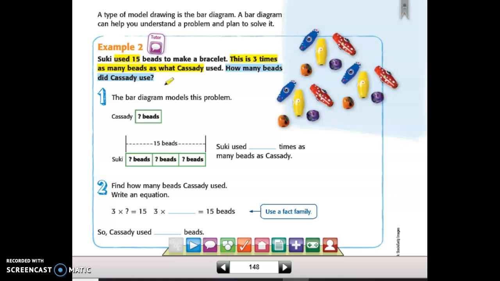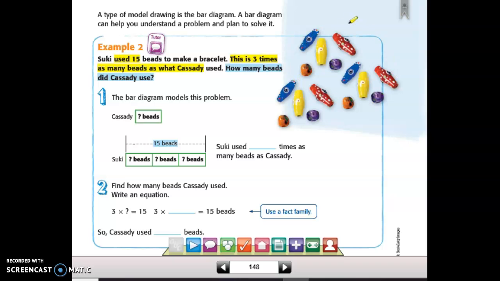Our plan is to use the bar diagram. So they set 15 beads because that is 3 times as many. So that is the greatest number that we're going to be working with. And they divided it into 3 groups because it says in the problem 3 times as many as what Cassidy used. So we need to figure out how many are in each group if we have a total of 15 beads and they're divided evenly into 3 groups.